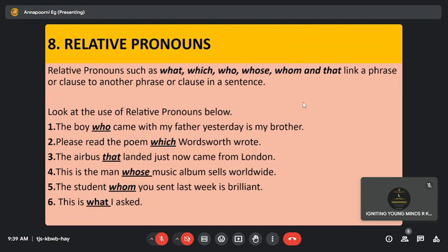The student whom you sent last week is brilliant. Last week you sent a student, and that student is really brilliant. So whom stands for that student. That student is very brilliant. This is what I asked. So again, what is used in the middle, that is also a relative pronoun. Okay, please take down.